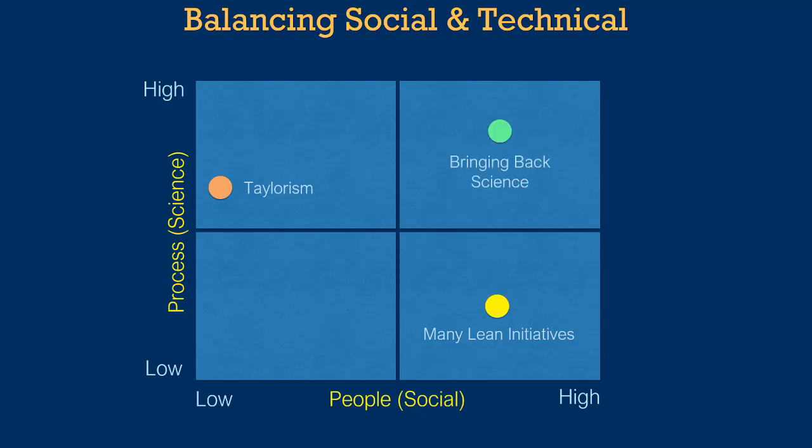And what we want to bring back is science, bringing back rigor in the process and technical aspects of lean transformation without giving up and without de-emphasizing the people and the cultural, social aspects of change.